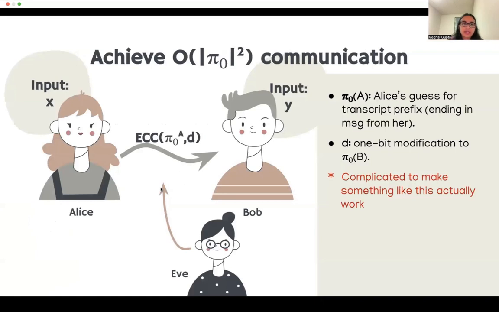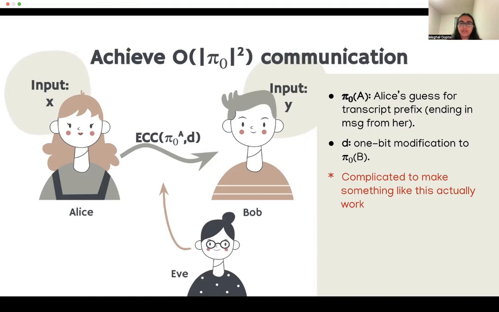Okay, cool. So we're going to quickly talk about each of these steps. We're not going to go into super much detail on each one of them. So we're going to talk about the O of pi squared communication step first. So remember that in the protocol we described earlier, each of Alice's messages to Bob sent both y prime and D, where y prime was a guess for what Bob's input is, and D was an instruction.